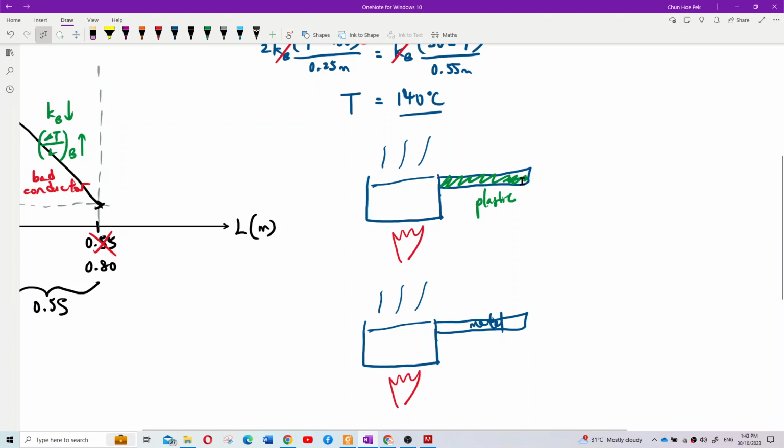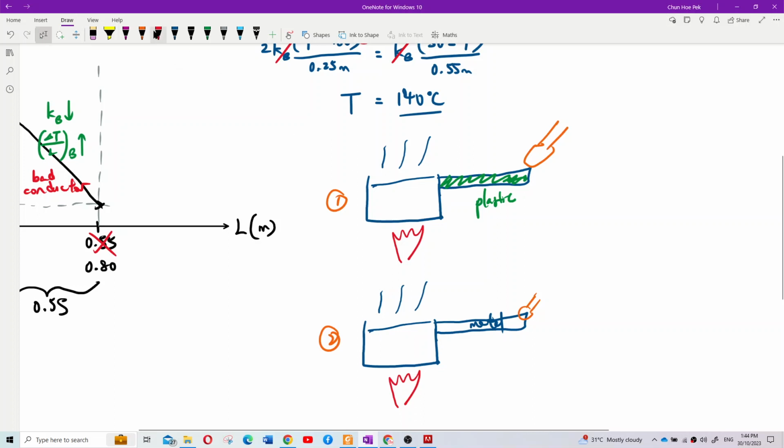Which one do you prefer to use? Which one do you prefer to touch, to hold? Do you want to hold the plastic one or the metal one? Your hand is here on the first one, isn't it, compared to the second one? Why do we feel safer to use the first one?